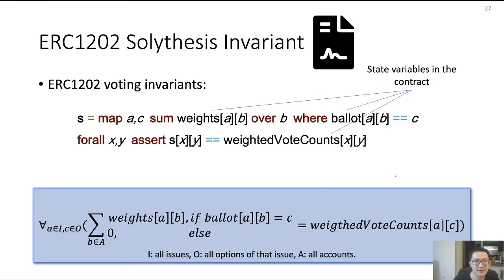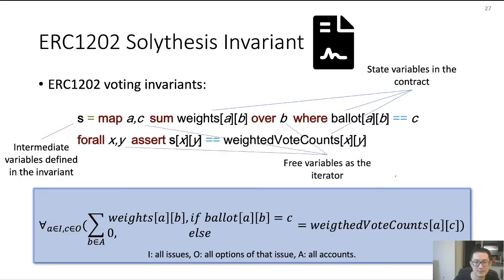First, let's define the invariant of the ERC-1202 standard. The first line defines an intermediate map S that corresponds to the sum of all weights of the voters that voted for issue and option pairs. The free variable A iterates over issues, B iterates over voters, C iterates over options of an issue. For each map entry as a C, it iterates over all voters to sum the weights of those voters who voted for the option C on the issue A.